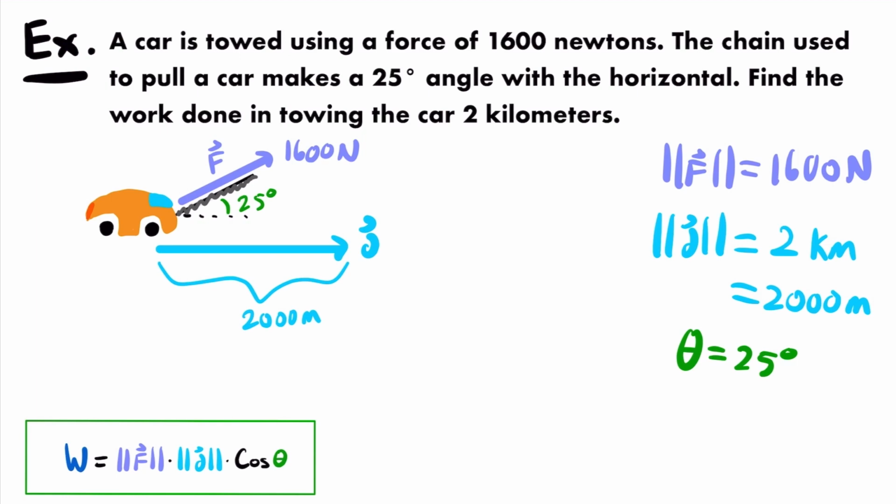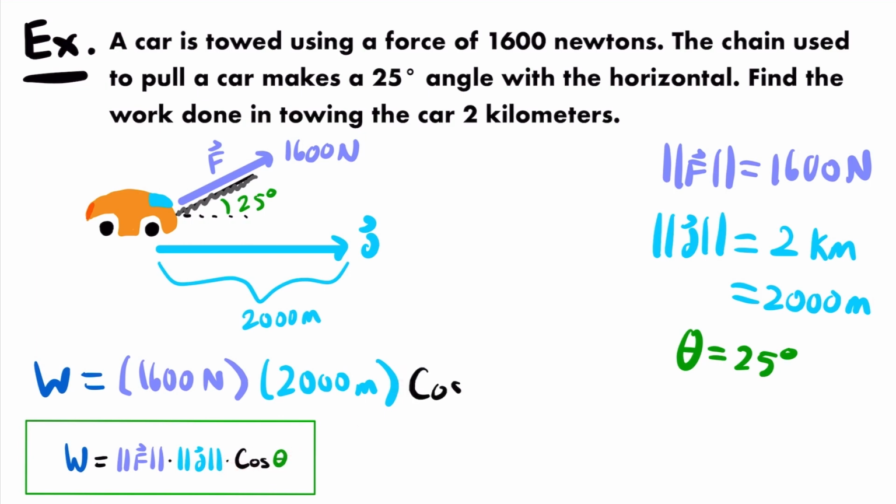Okay, so let's set up our formula here. The work will be equal to the magnitude of the force vector, which is 1600 newtons. So we'll have 1600 newtons times the magnitude of the distance vector, which is 2 kilometers or 2,000 meters. So we'll have 2,000 meters. And then we're multiplying by cosine of the angle between those 2 vectors. So we have cosine of 25 degrees.